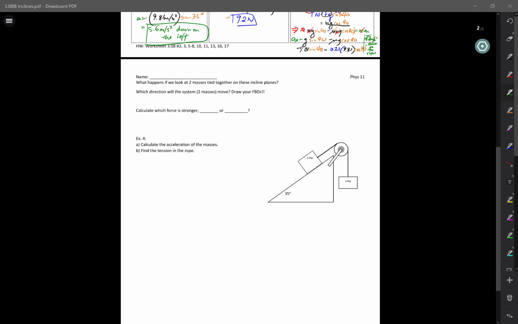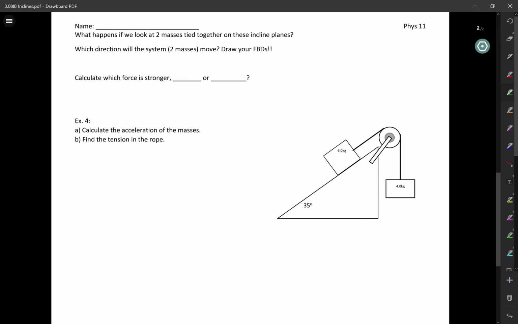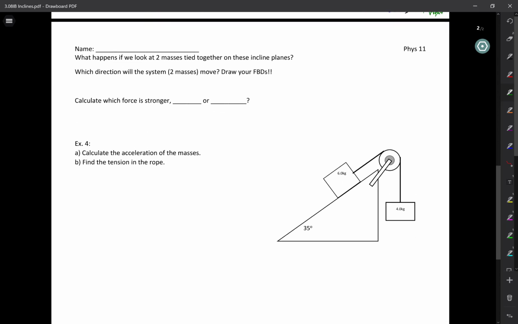This complicated example looks at two masses being tied by a string, hung on a pulley, and placed on an incline. So what happens if you get something that looks like this? How do we break this problem down? So, first things first, we gotta draw a free body diagram.